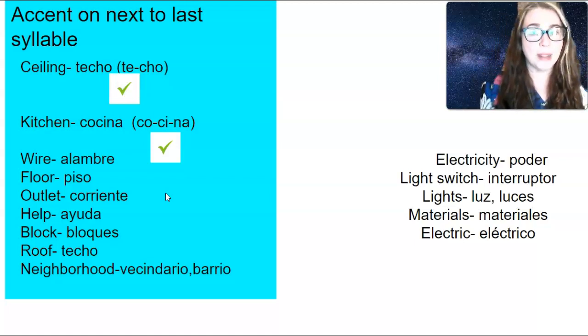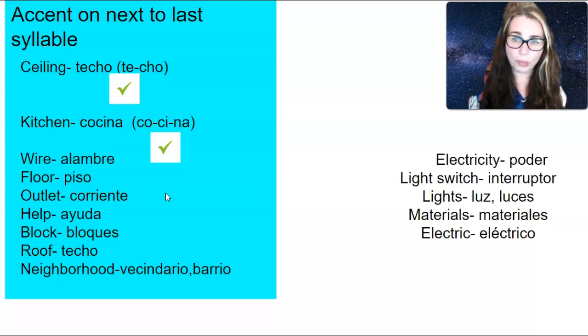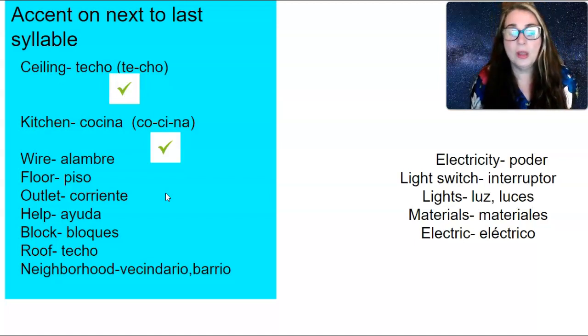Wire, alambre, alambre. Floor, piso, piso. Outlet, corriente, corriente. Help, ayuda, ayuda. Block, bloques, bloques. That's actually blocks. Roof, techo, techo. Neighborhood, vecindario, vecindario. Or barrio, barrio.